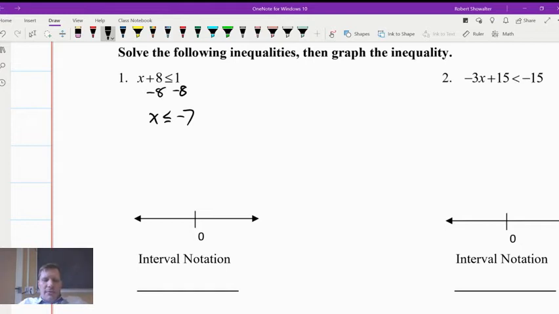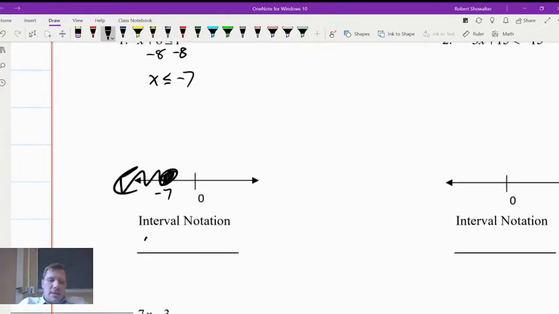And then after we get that, we're going to go out and graph it. So we get -7, closed circle. It's less than that, so we want to go to the left of -7. Again, interval notation, we're going from negative infinity to -7. We're including -7 with a bracket.